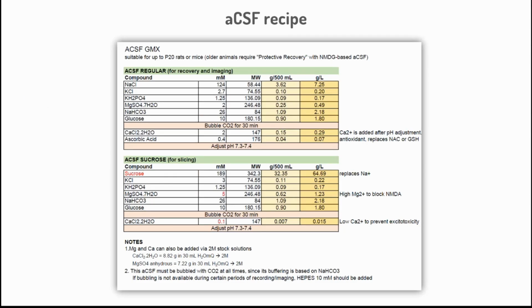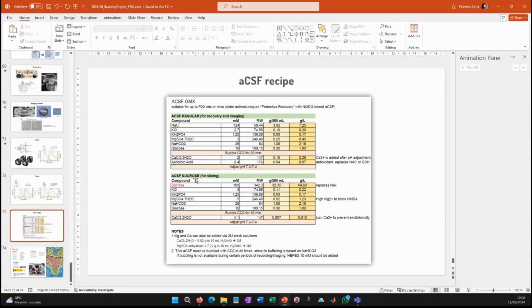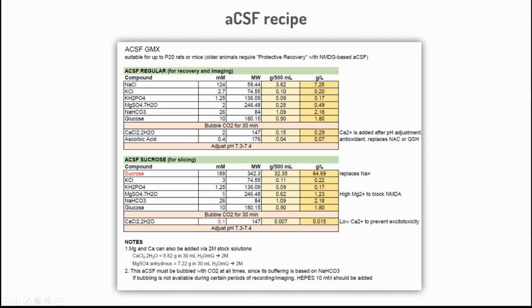Okay. The recipe for the ACSF, and I think this is the last one. Let me see. Yes. So the recipe. This is something that you can find online. This is the one we use. Just to explain a couple of things. Normally, you will cut with this one, and you will record with this one. So you will cut your slices with what we call the ACSF sucrose. And why sucrose? Because here you replace the sodium with the sucrose.